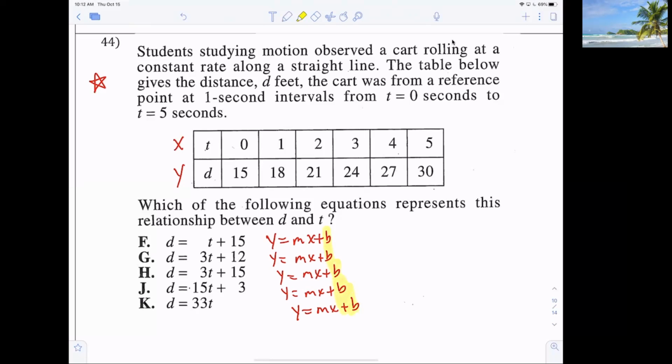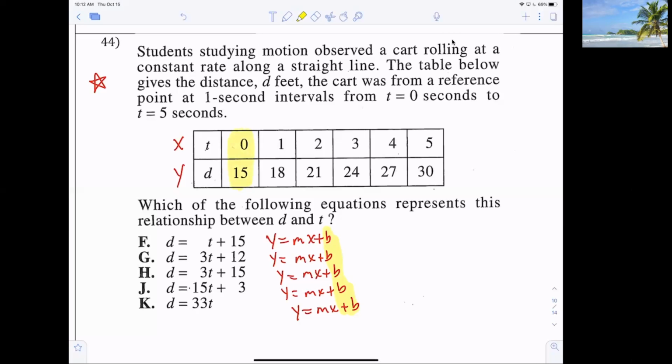Well, that should be automatic now. What is b called? The y-intercept. And the y-intercept is when the x value is 0. So someone tell me, what's the y-intercept of this equation? 15. Thank you very much. How did we know that? Because it's when the x value is 0.